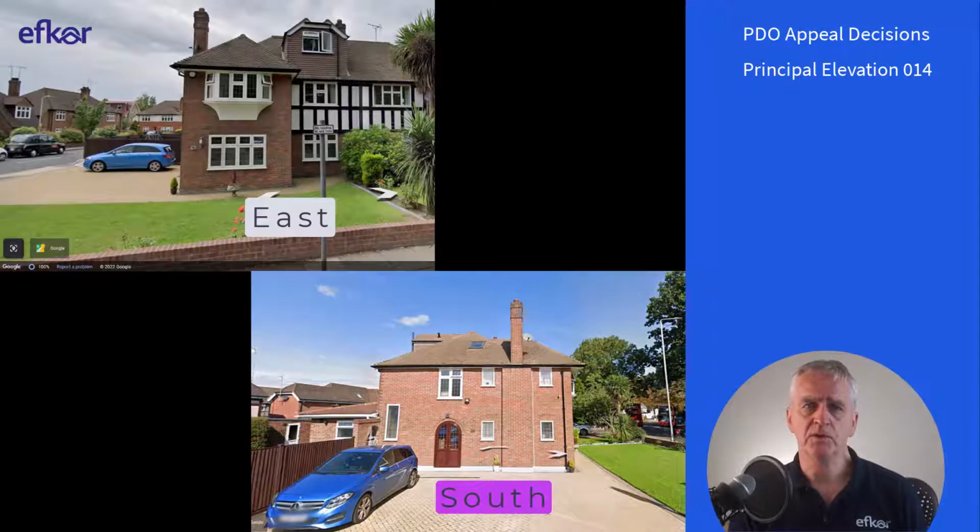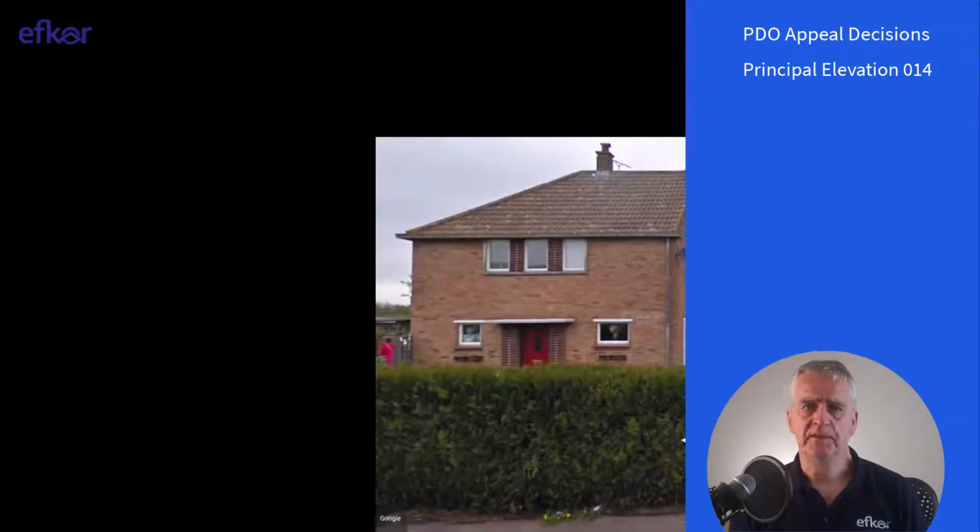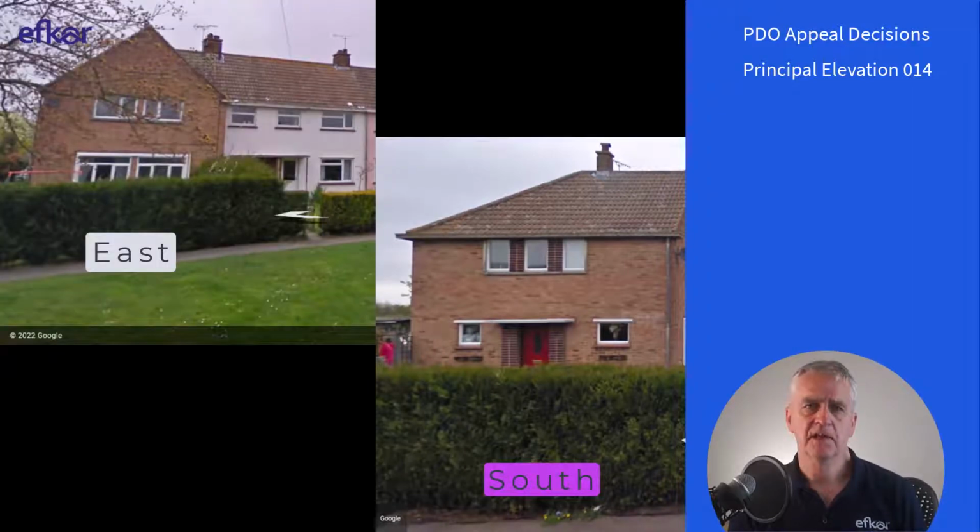As the dormer window would not be in front of the roof plane forming the principal elevation, the appeal was allowed. Moving to the second appeal decision. Here's the south elevation. Here's the east elevation. The appellant claimed the eastern elevation to be the principal elevation. The LDC application was for a hip to gable conversion plus a rear dormer. Council declared the south elevation as the principal elevation and refused the LDC application.